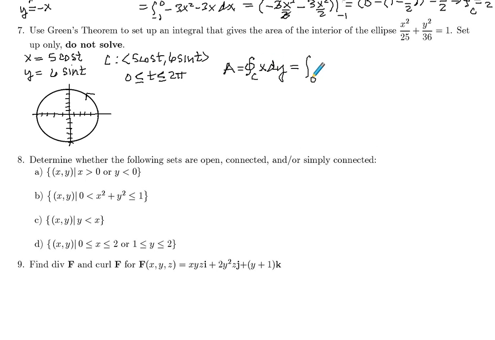which for us is going to be the integral from 0 to 2 pi. And then our x is 5 cosine t. And then our dy, the differential of y, is going to be the derivative of 6 sine t, which is 6 cosine t. Okay, so this is dy, and then times dt. And this actually wouldn't be a hard integral to do. It's just 30 cosine squared, and then you use the half angle on the cosine squared, and that would give us our area. But here we're just setting up, so we're all set.